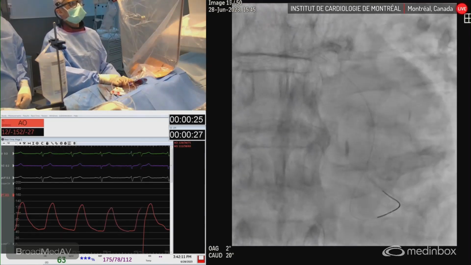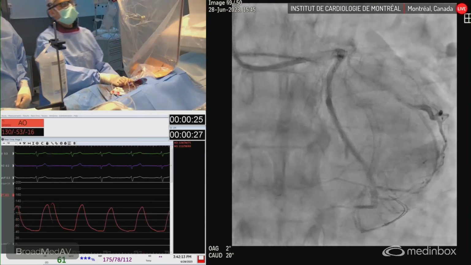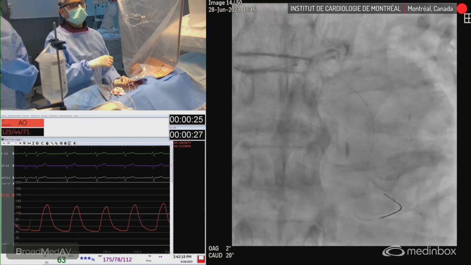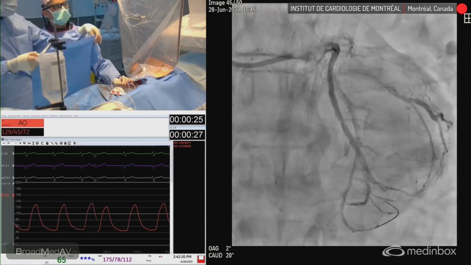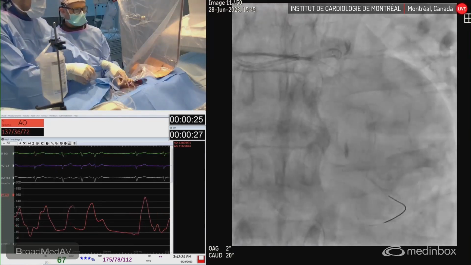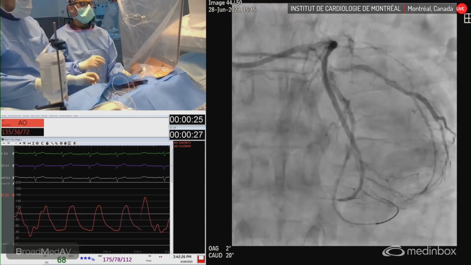Yeah. So we still see the calcium. Do you want to put a wire in the LAD now? I would put a wire in the LAD and I would put a wire in the marginal. You could see the marginal is a bit pinched. So hopefully we don't have to deal with that, but we'll see. The flow does look normal in this case.